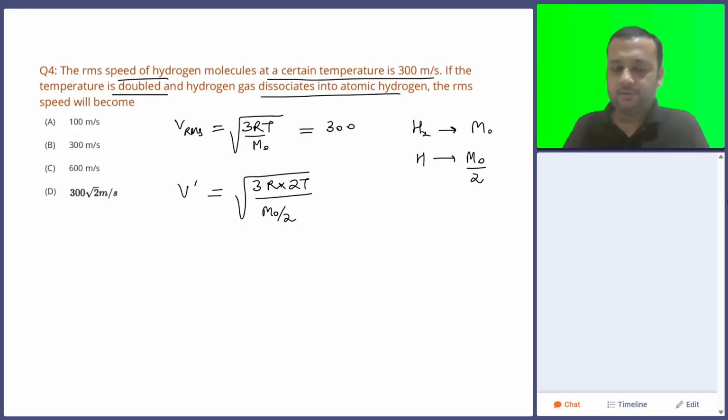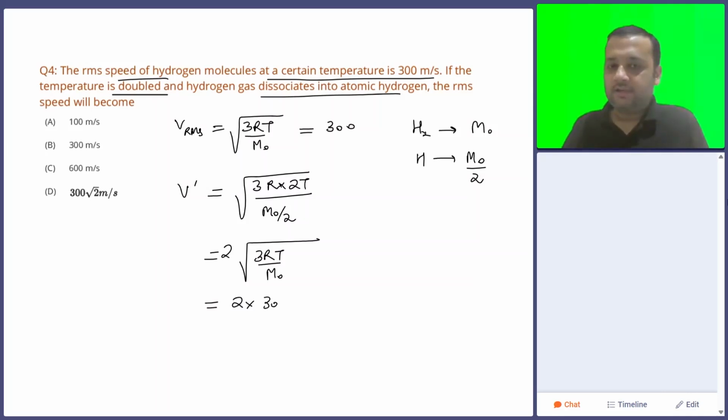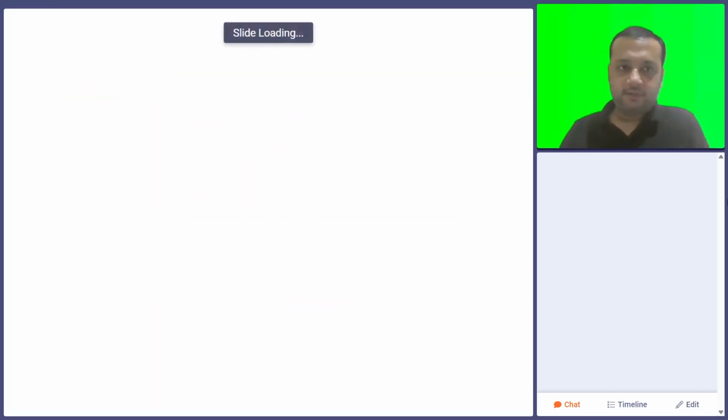So basically, if you notice here, this 2 will also go in the numerator, and this 2 and this 2, because of the root, one 2 will come out, and the whole thing will become under root 3RT by m naught, which you can say is 2 into 300 meter per second. Hence, we get the answer as 600 meter per second, which is the option C for this question. Okay, let's move to the next question.